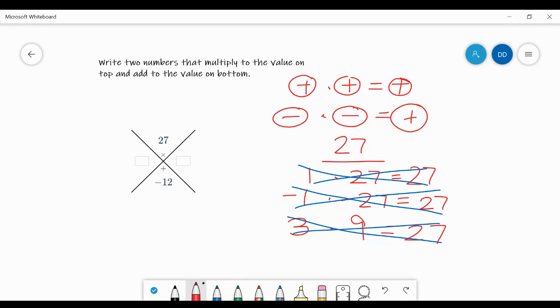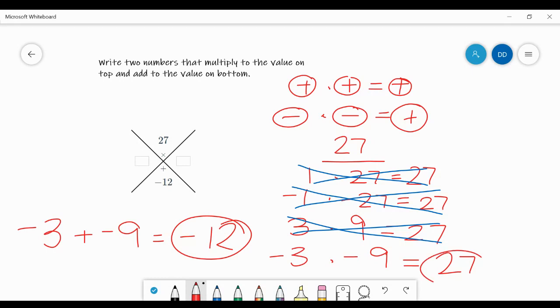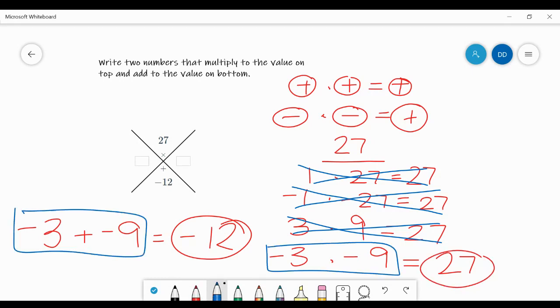So now I'm going to try negative 3 times negative 9. When you multiply those together, you get a positive 27. And when you add negative 3 plus negative 9, you get negative 12, which is exactly what we want. So this is our combination that we want here. So doesn't matter, you could put the negative 9 first or the negative 3 first. Doesn't matter the order, but it is super important that you make both of them negative in this example.